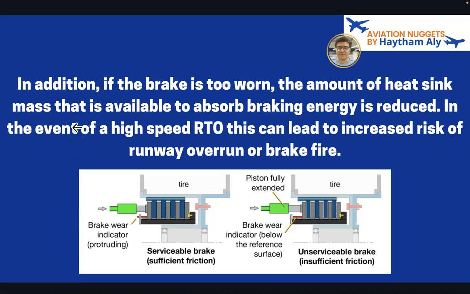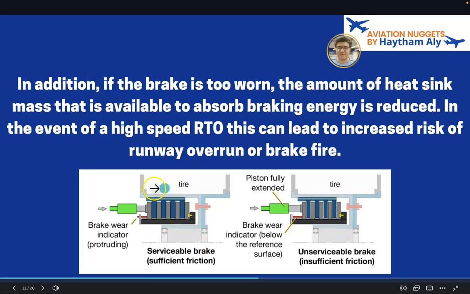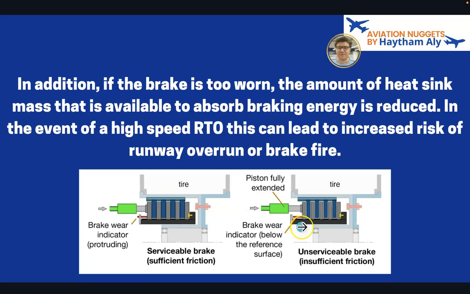Okay, everybody. Let's proceed now. Also regarding brake wear, this is a comparison between a serviceable brake and an unserviceable brake. This is serviceable because the wear indicator is protruded, but now the wear indicator is flush and beyond the limit, so its width is less. This one has big widths, but this one has less width. High mass or good mass, less mass. Good strength in a serviceable brake, bad strength in an unserviceable brake.